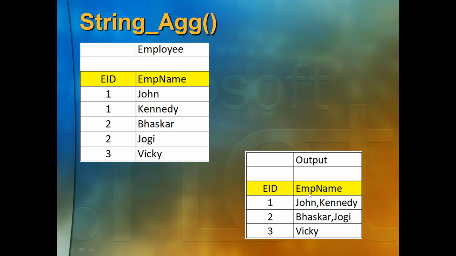If you wanted to display like this, then definitely you should be able to use the string aggregate function. Without that also you can do the query, but it is a very, very complicated query. If you wanted to aggregate this data, it will take a lot of complexity to write the query. So we have a function called string aggregate function. With the help of that, you should be able to display like this. All the values with one have to be concatenated, and all the values with two have to be concatenated, Bhaskar, comma Jogi, like this. And for that, this is the query you should be able to write.